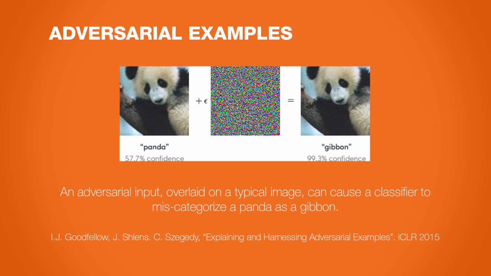To get an idea of what adversarial examples look like, consider these demonstrations from the paper Explaining and Harnessing Adversarial Examples. Starting with an image of a panda, the attacker adds a small perturbation that has been calculated to make the image be recognized as a gibbon with high confidence. An adversarial input overlaid on the typical image can cause a classifier to miscategorize a panda as a gibbon.